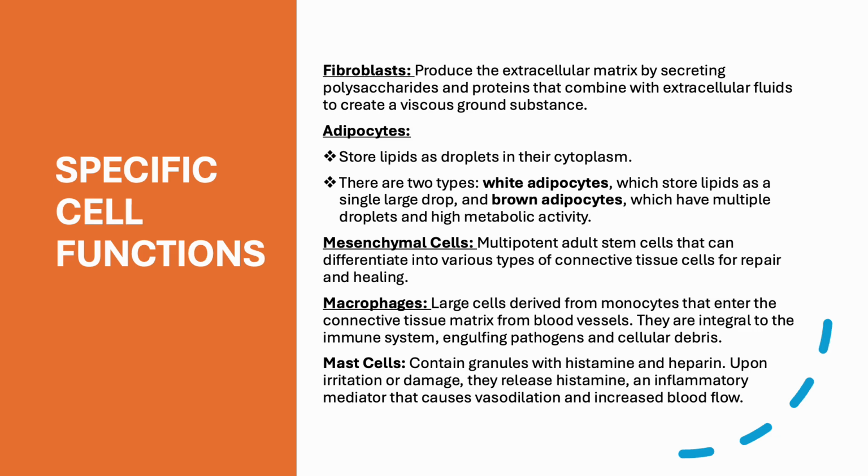Macrophages, on the other hand, are large cells derived from monocytes. They enter the connective tissue matrix from blood vessels. They are integral to the immune system, engulfing pathogens and cellular debris. As cells, they are migratory. We also have mast cells that contain granules with histamine and heparin. Upon any irritation or damage, they release histamine and inflammatory mediators that cause vasodilation and increase blood flow to the injured site.